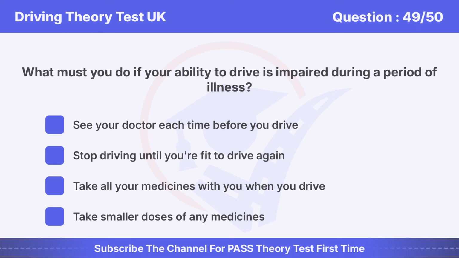Question 49. What must you do if your ability to drive is impaired during a period of illness? Option A. See your doctor each time before you drive. B. Stop driving until you're fit to drive again. C. Take all your medicines with you when you drive. D. Take smaller doses of any medicines.